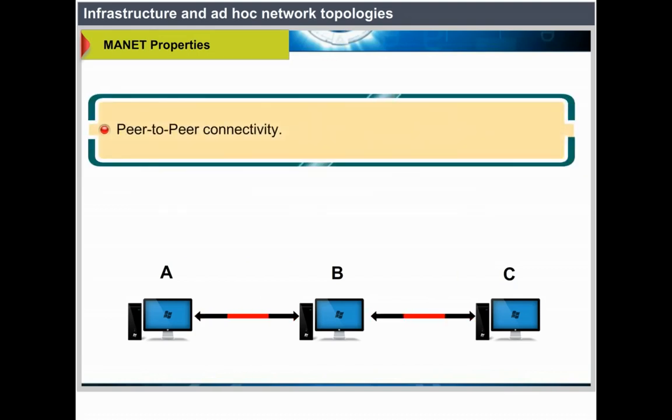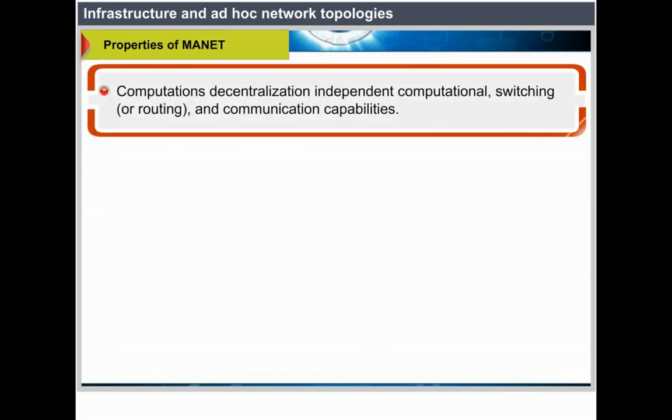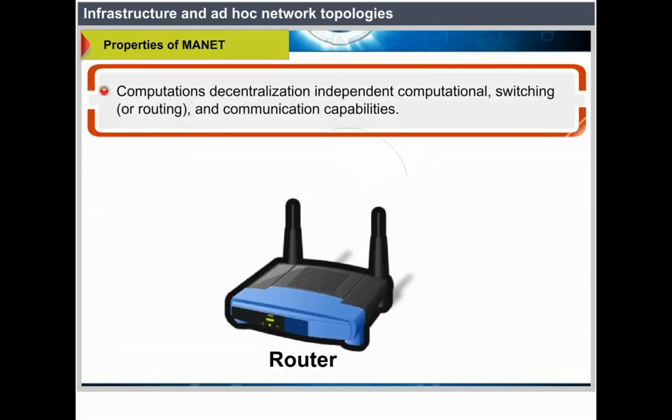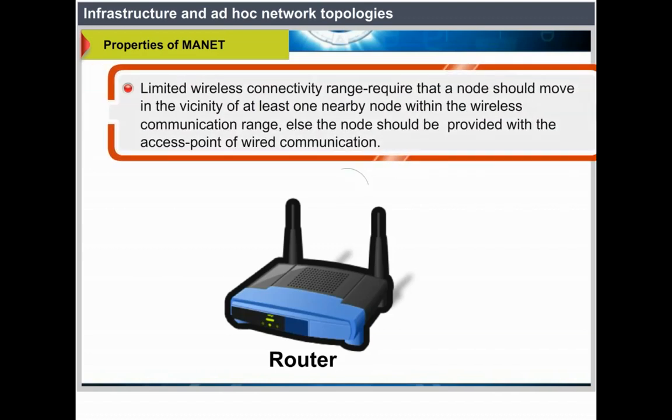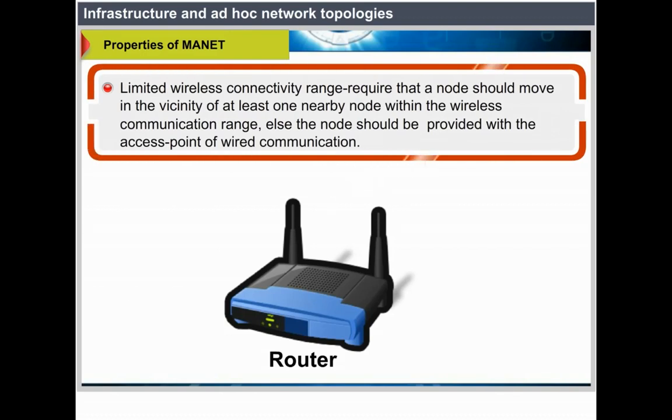Peer-to-peer connectivity. Computations decentralization, independent computational, switching or routing, and communication capabilities. Limited wireless connectivity range requires that a node should move in the vicinity of at least one nearby node within the wireless communication range, else the node should be provided with the access point of wired communication.